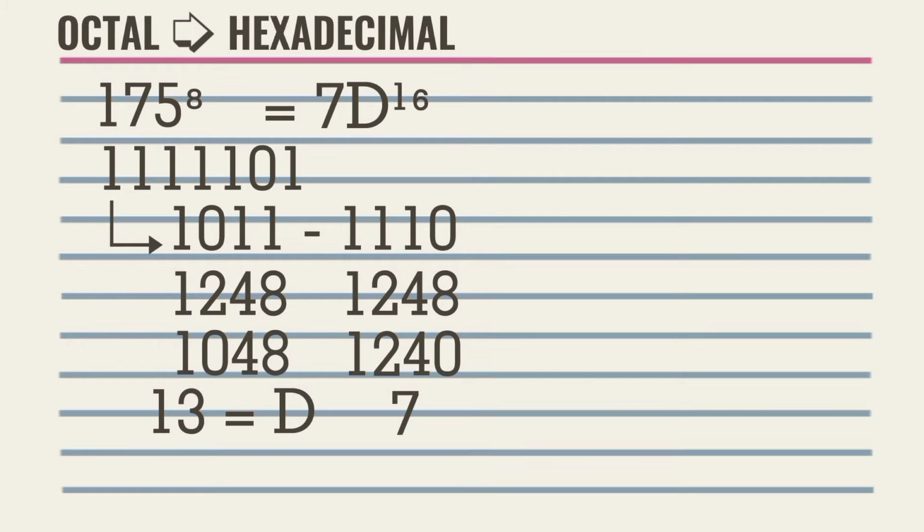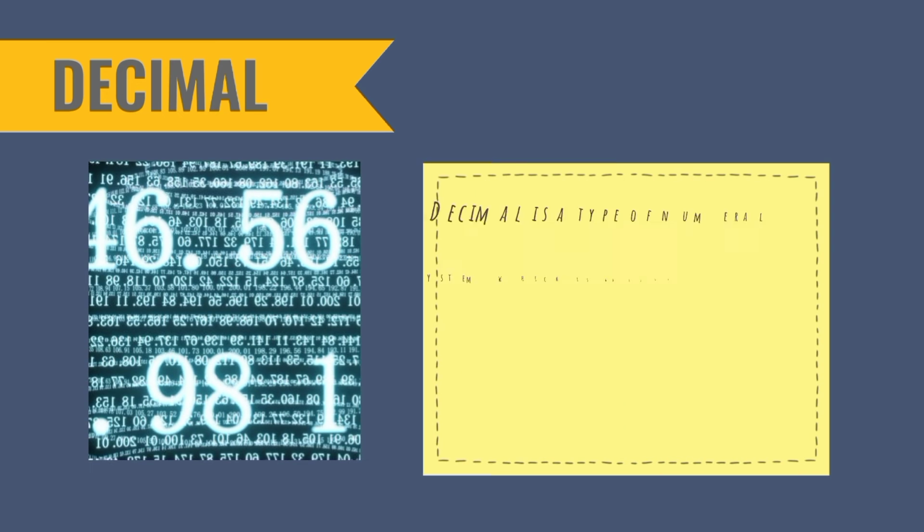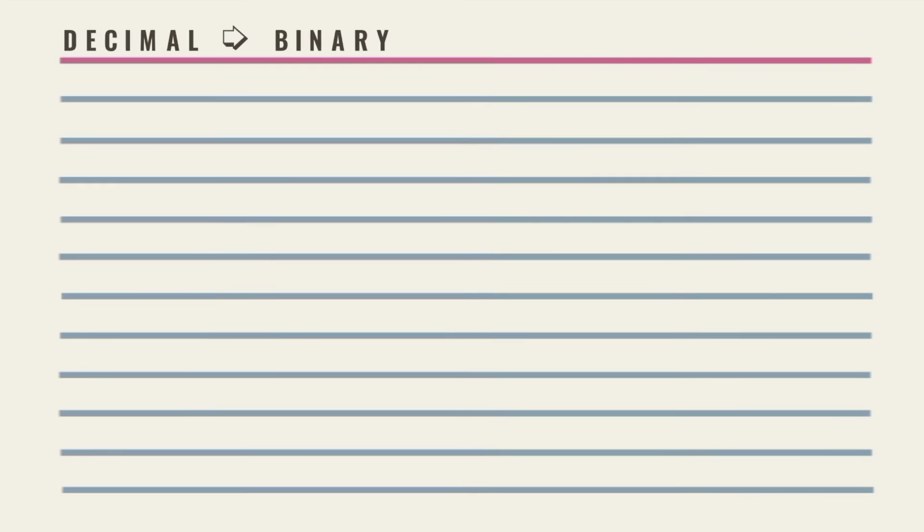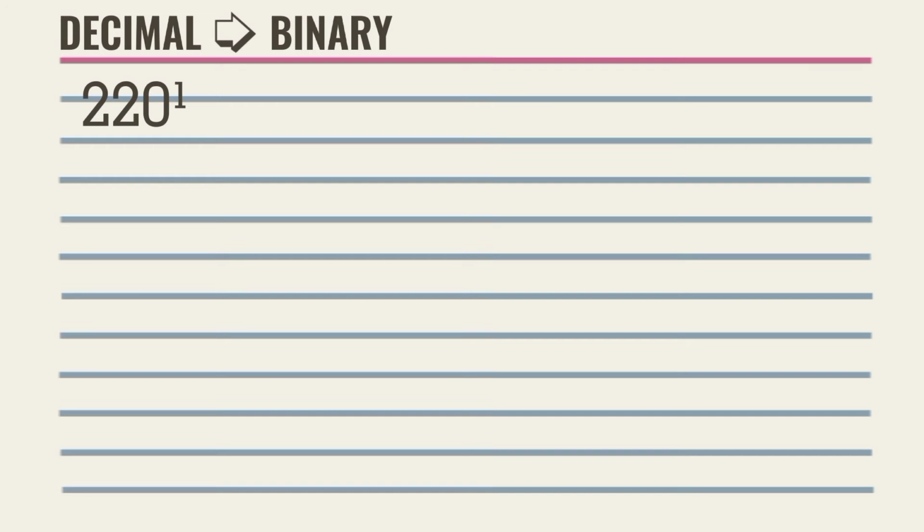Next up is decimal. Is a type of numeral system which is base 10. Since it covers from 0 to 9, 220 base 10 is example of decimal form. How to convert it to other types of numeral system? Let's start calculating.